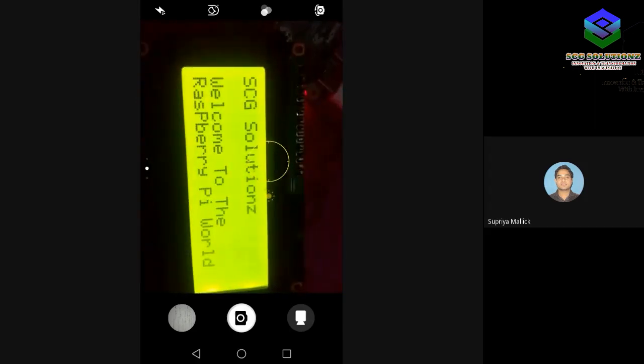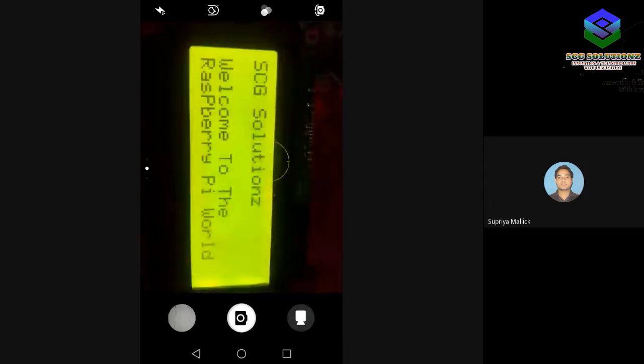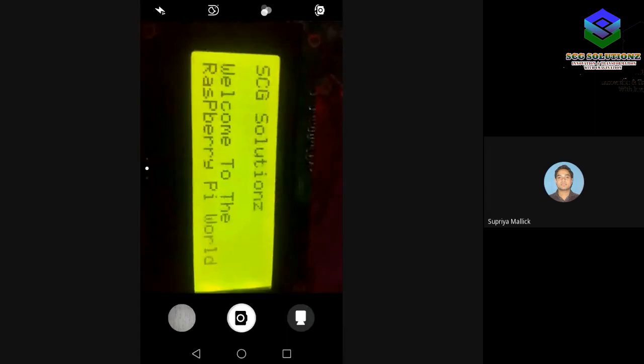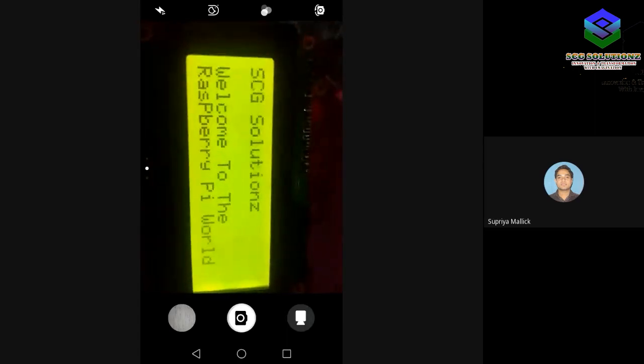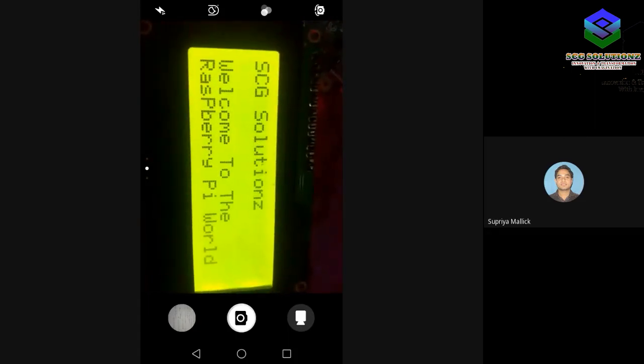So here is actually the main thing, right? They are writing a program in the Raspberry Pi, and it is reflected in the hardware. This is how the communication works between the hardware platform, the IoT platform, and the sensors or interfaces. Yeah, this is the main thing.